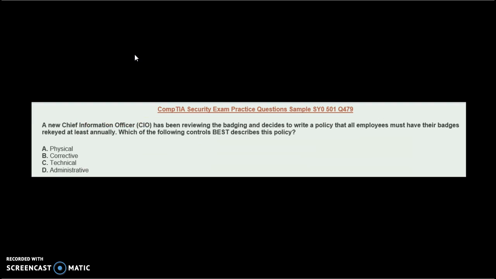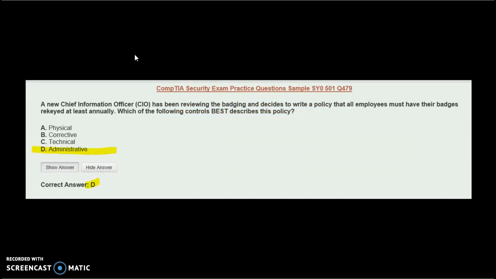A new chief information officer has been reviewing the badging and decides to write a policy that all employees must have their badges rekeyed at least annually. Which of the following controls best describes this policy? Administrative.